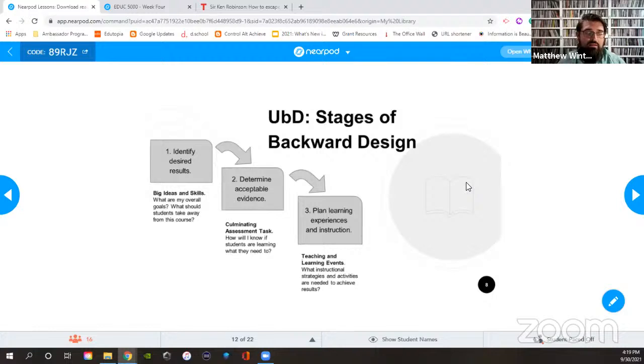And the last thing that comes along in UBD is the planning of the learning experiences and the instruction. So after you've determined what you want the students to learn, and after you determine the acceptable evidence for that task or that learning, then you think about the day-to-day learning experiences and instruction. Oftentimes we get mired down in those learning experiences and instruction. We think more about the lecture tomorrow that I have to give or the daily bell work than we think about the overarching plan of what's going on in my class and where I want to take my students. So in this case, teaching and learning events: what instructional strategies and activities are needed to achieve the results?